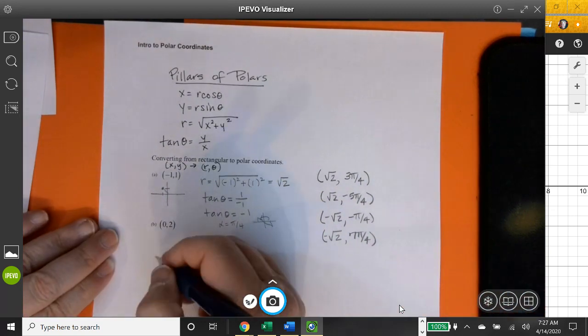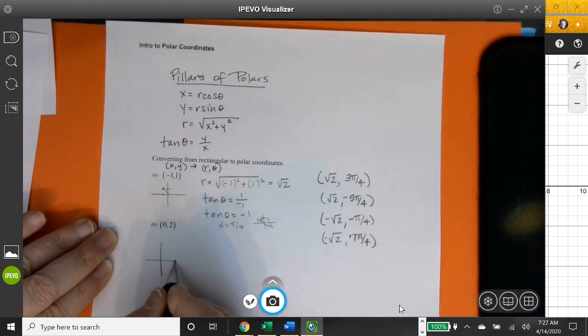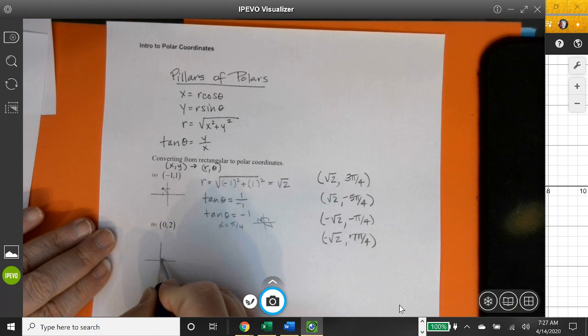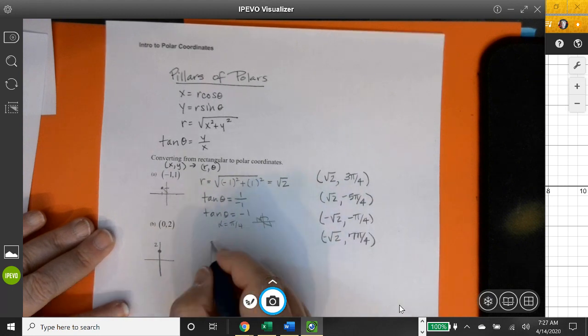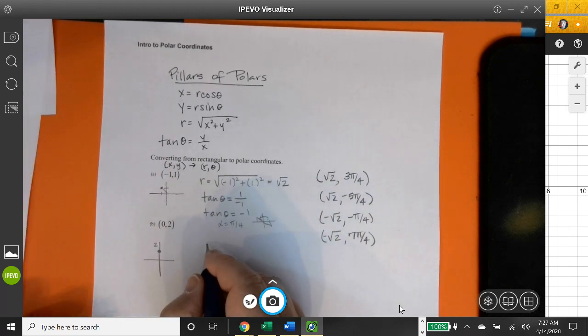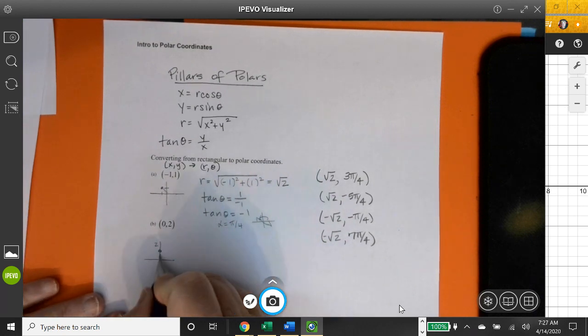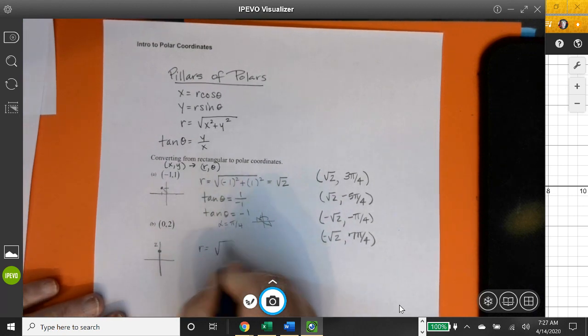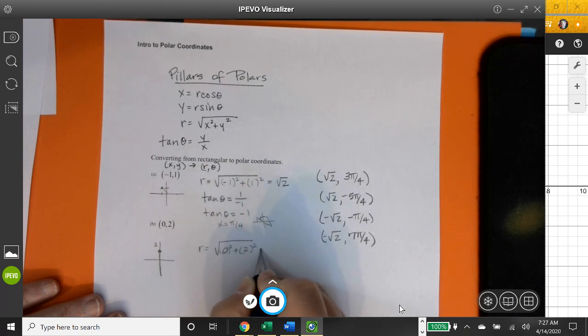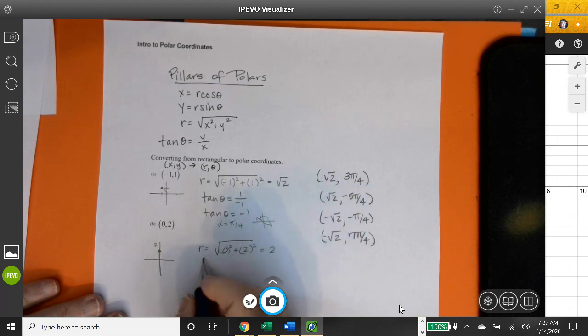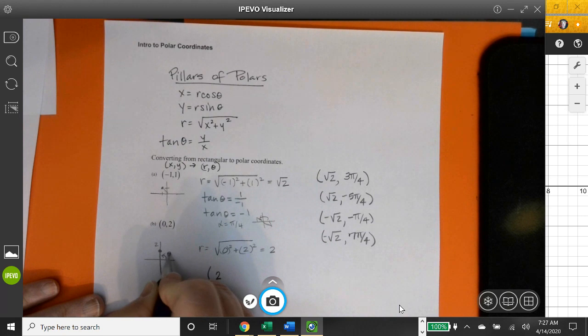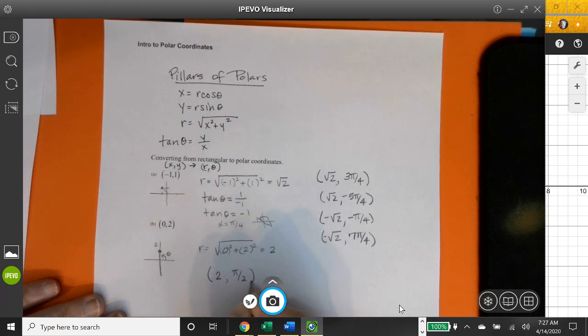All right, 0, 2. 0, 2 means I'm going up here. Well, in this case, r is pretty simple, right? Because we can see clearly that r is equal to the square root of 0 squared plus 2 squared, which is just 2. So my polar point is really simply 2, and I need this angle theta here, pi over 2.